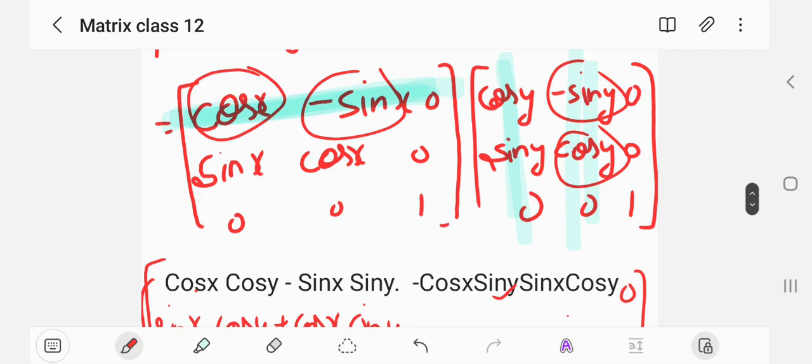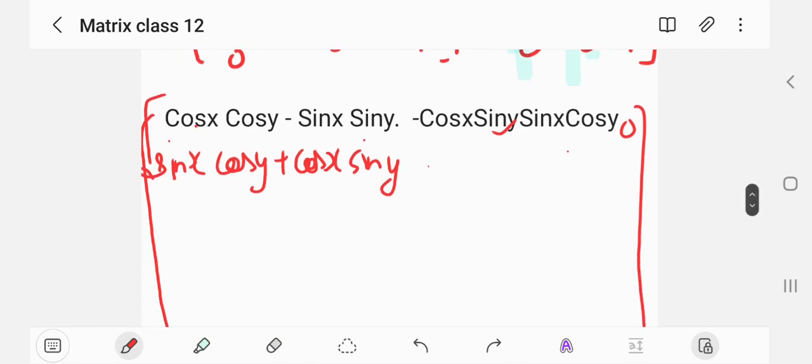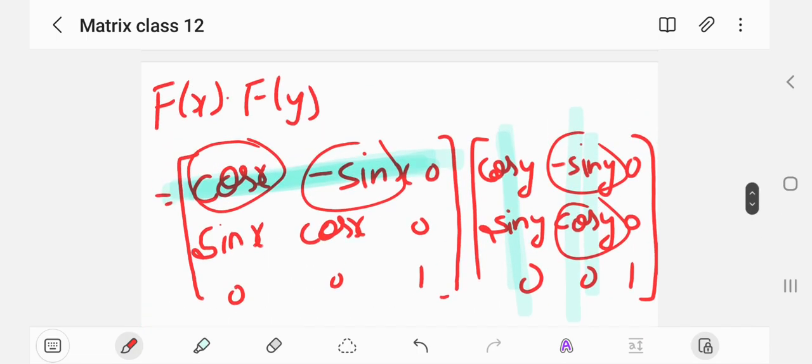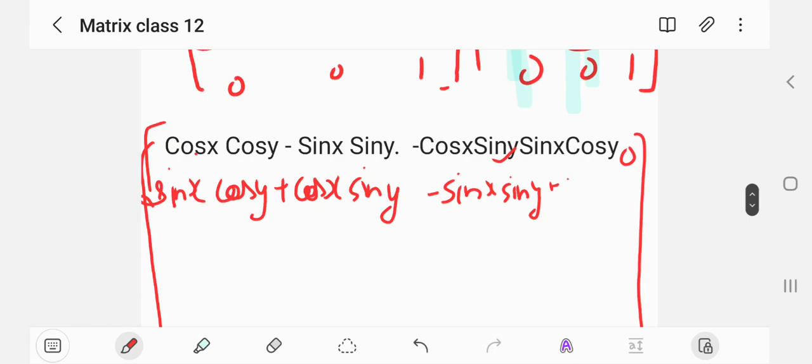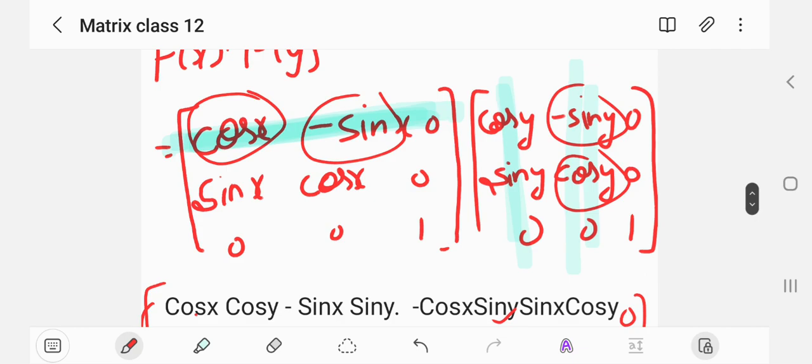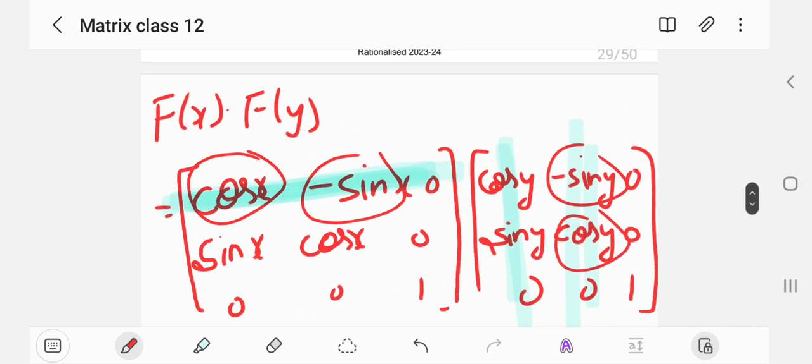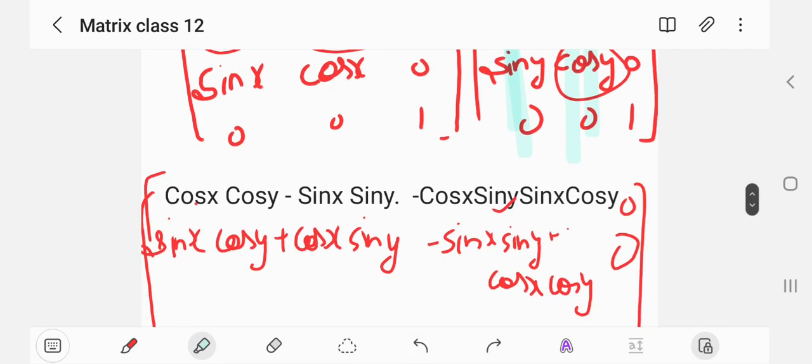Now I will multiply this row with this column. When I multiply, what do I get? I get minus sin x sin y and plus cos x cos y, and also this last entry will be 0. Why? Because this sin when multiplied with this 0, I get 0. This cos when multiplied with this 0, I get 0. This 0 multiplied with 1, I get 0 again. So the last entry will also be 0.